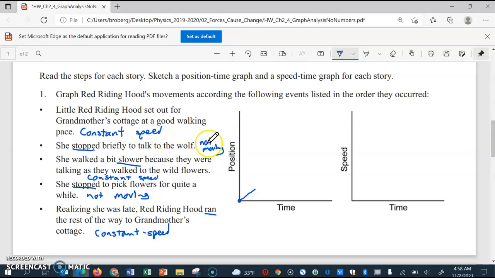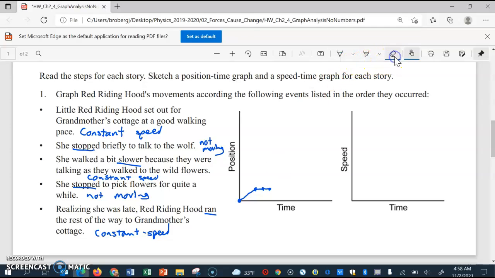But then she's not moving because she stopped briefly to talk to the wolf. When you draw this part, not moving, that's a flat line. But be careful when you do that. It's this type of flat line because her position's no longer changing. She's still right here. This is where her position is. And then she's staying at that position the entire time while she's talking to the wolf.